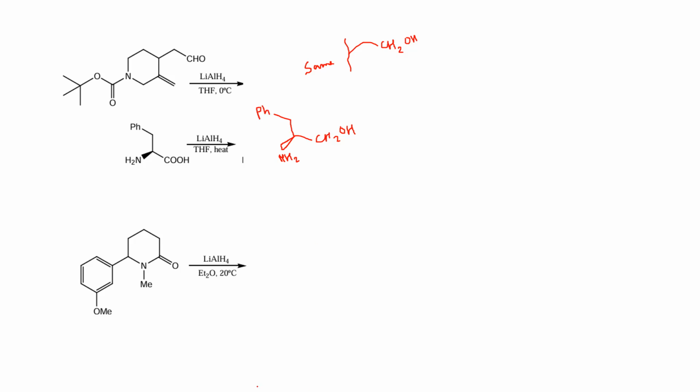Next is this one. Here one amide group is there. There is no such other functional group. So this amide group will be reduced to primary amine, and we get this as our product.